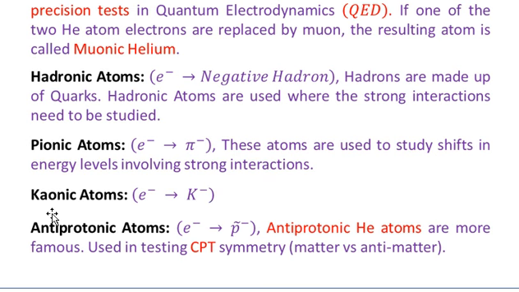Then we have the kaonic atoms, in which the electron is replaced by a negatively charged kaon. Then antiprotonic atoms, in which the electron is replaced by a negative antiproton. Antiprotonic helium atoms are more famous, used in the testing of CPT, that is the charge, parity, and time symmetry. In the study of these three parameters, the antiprotonic helium atoms can be used, and also in the study of matter versus antimatter conditions.